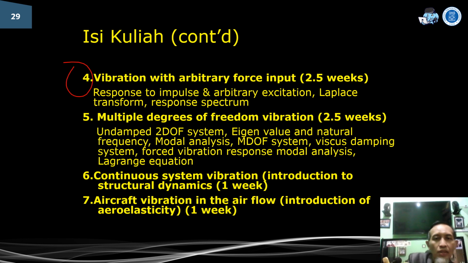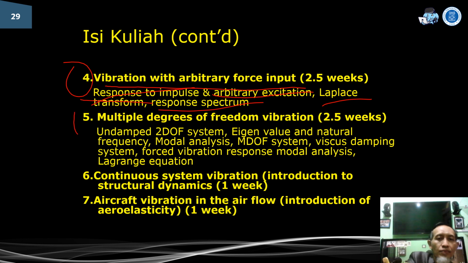Okay, continuing with the content of the lecture. Fourth, vibration with arbitrary force input. We will talk about response to impulsive and arbitrary excitation. And we will use the Laplace transform. And then we talk about response spectrum.